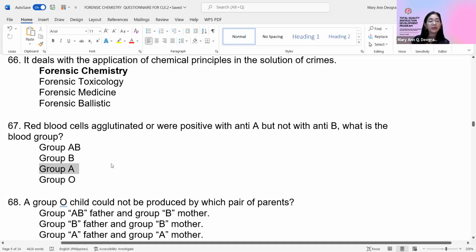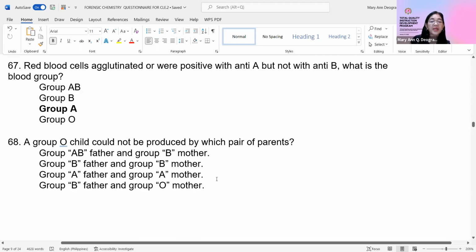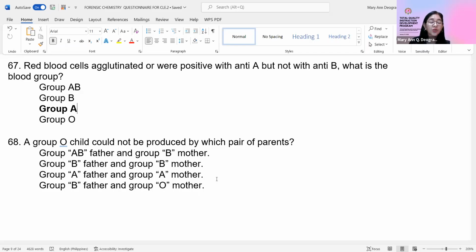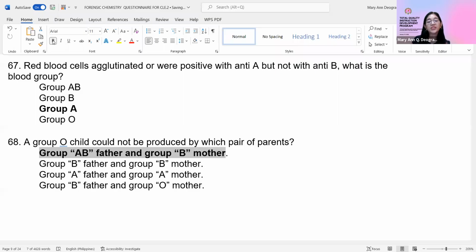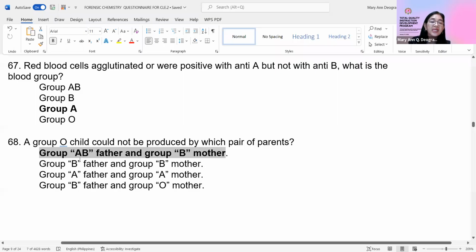Ayan. Okay. A group O child could not be produced by which pair of parents? Alin dyan ang hindi dapat magkaroon ng group O na anak? Is it letter A, letter B, letter C, letter D? Sa crisscross method to, law of genetics na tayo dyan, it's letter A. Okay. So ito kasi, when you're going to crisscross the blood groups, walang lalabas na letter O dyan. So ito, it is A.